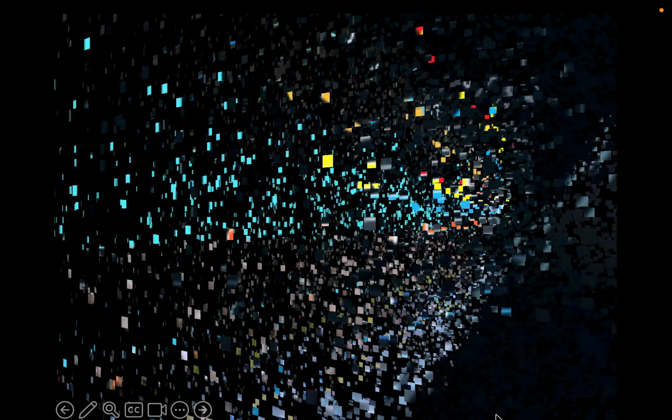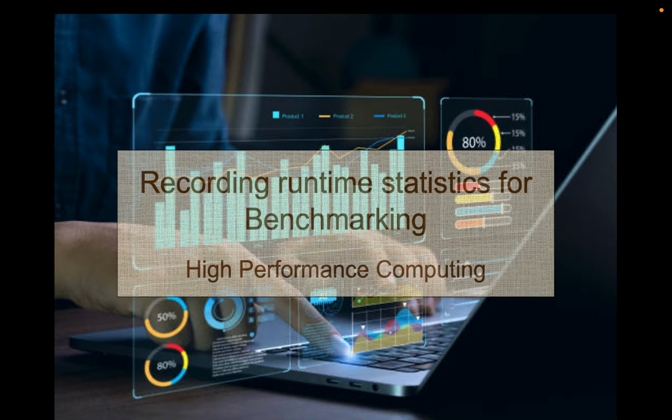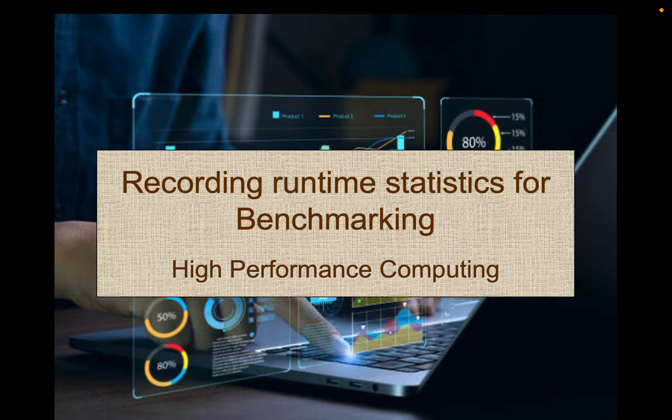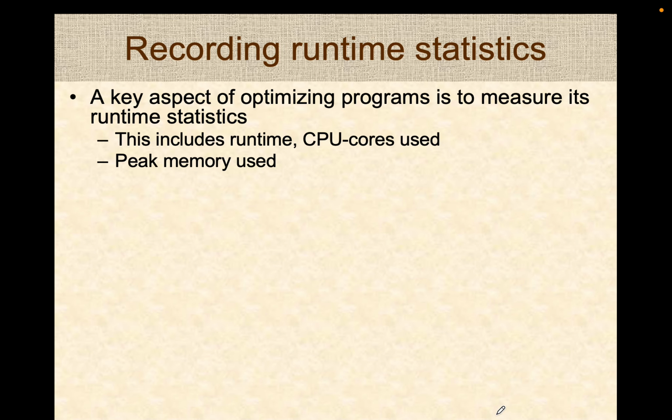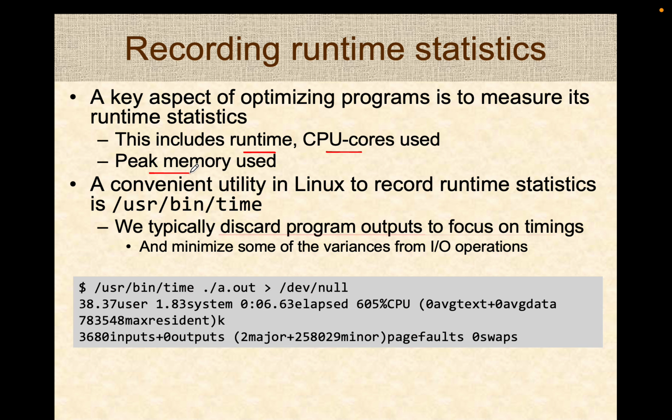This video presents the information on recording runtime statistics for benchmarking. A key aspect of optimizing programs is to, of course, measure its runtime statistics so that we can compare and contrast the performance before and after optimization. The common statistics that are typically used for comparing programs would be the runtime, the number of CPU cores used, and sometimes the memory used as well.